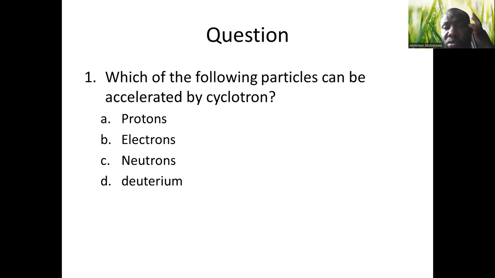So I have some questions here that I would love that we go through together. Which of the following particles can be accelerated by a cyclotron? Proton, electrons, neutrons, deuterium. You cannot accelerate a neutron because you cannot increase the speed of the neutron in the space. You need the particle to be a charged particle. And you cannot accelerate an electron in a cyclotron, not because of the charge, but because of the size of an electron and the law of relativity. So it's not possible to accelerate electrons and neutrons in a cyclotron.